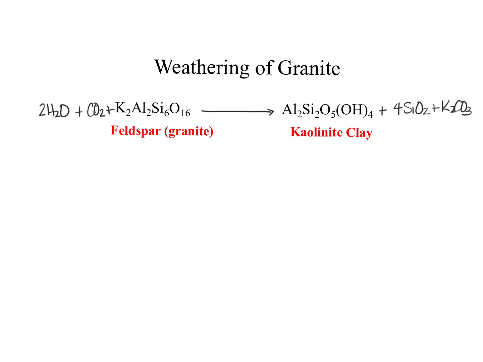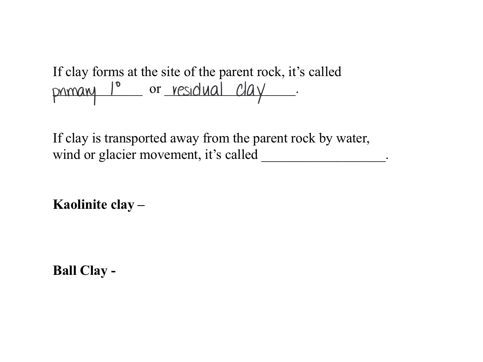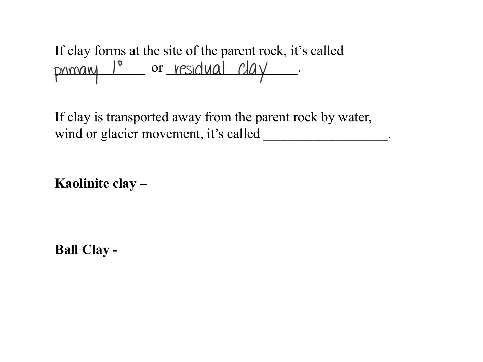Now, let's talk about different types of clay. If clay forms at the site of the parent rock, it's called a primary clay, which a lot of times we can represent with 1 and a degree sign, or residual clay. If clay is transported away from the parent rock by water or wind or glacier movement, that's called a secondary clay. And we can represent secondary with 2 and a degree sign.